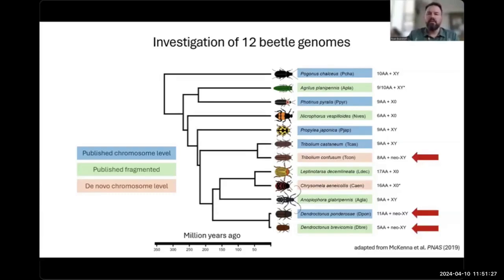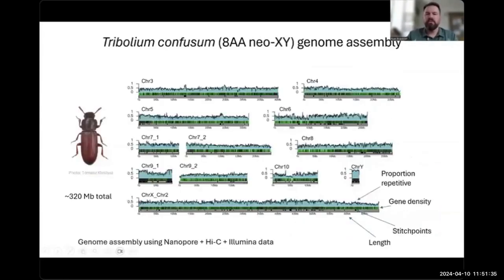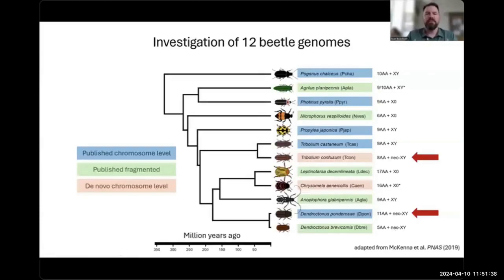And I just want to highlight here that we're looking at a couple different species with neosex chromosomes, one here, and one here. But for the purposes of today's talk, we are only going to be talking about these two species here.